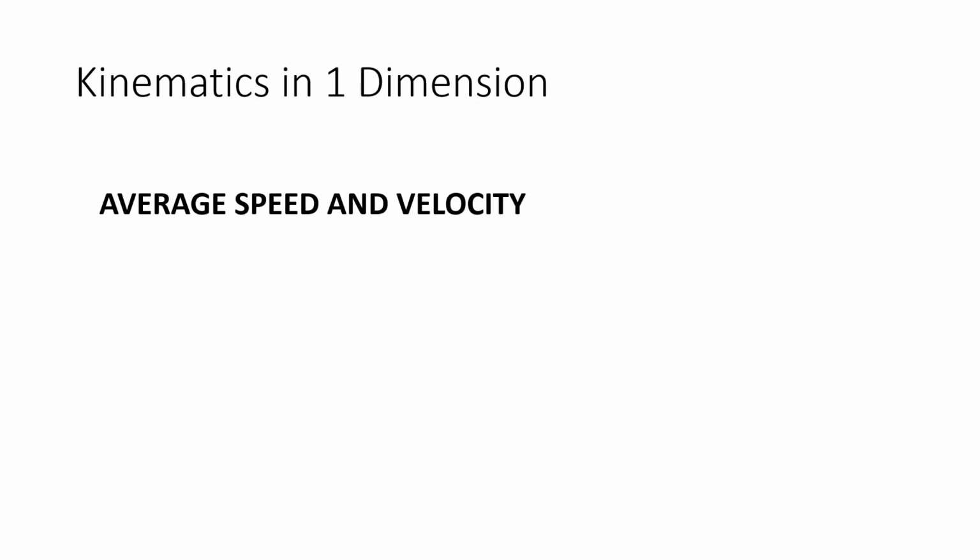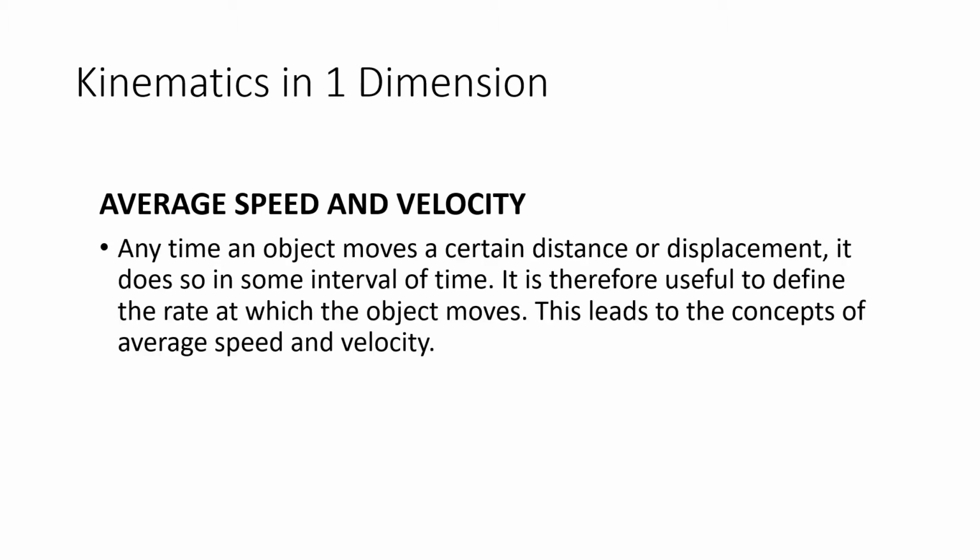Now that we have defined the concepts of distance and displacement, we can finally move on to the concepts of average speed and average velocity. Anytime an object moves a certain distance or displacement, it will do so in some interval of time. It's therefore useful to define the rate at which the object moves, which leads to the concepts of average speed and average velocity.